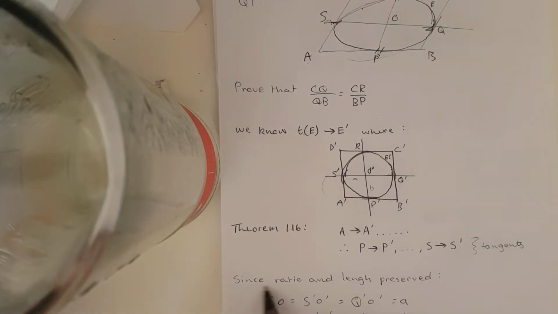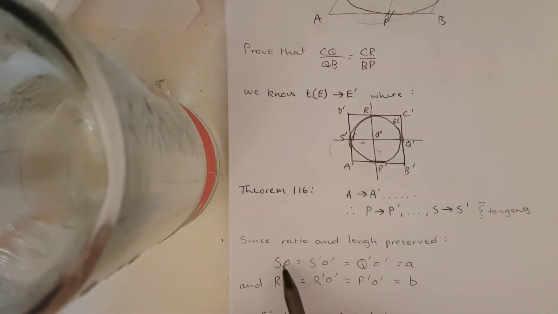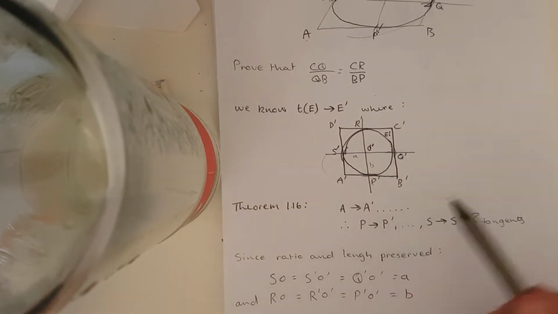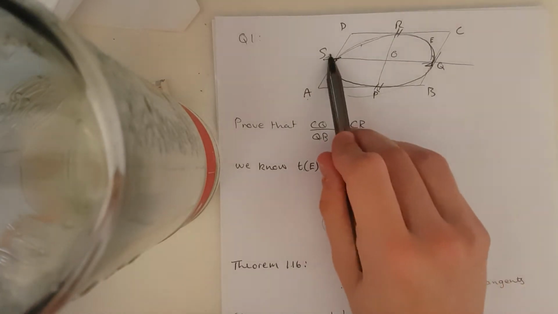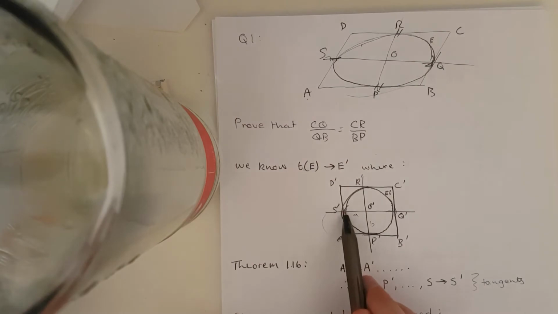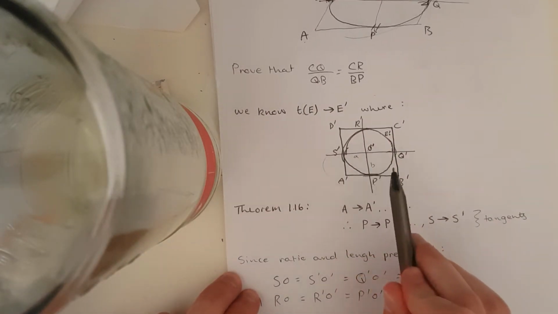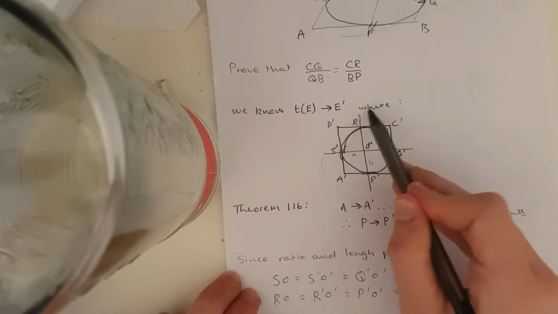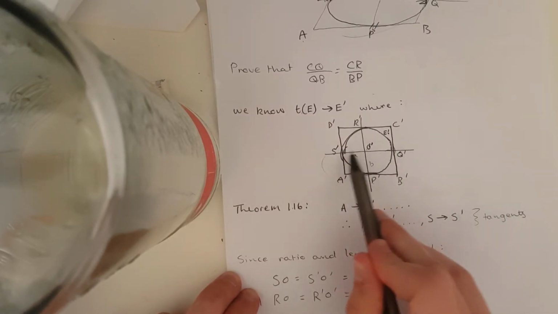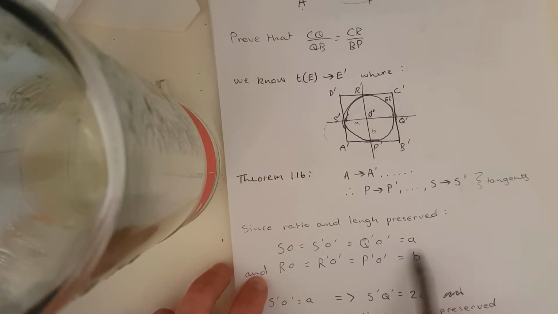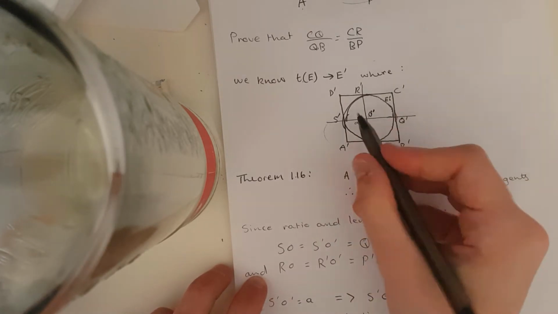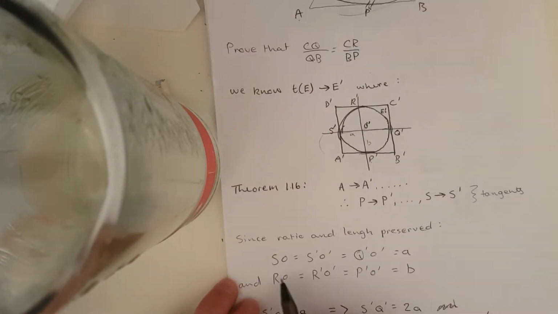And since ratios and lengths are preserved in an affine transformation, S naught will be equivalent to S dash naught dash. S dash naught dash will be equal to naught dash Q dash because it's the center of this circle. This will be equal to this. Let's call it A. This will be A, and that's summed up here.